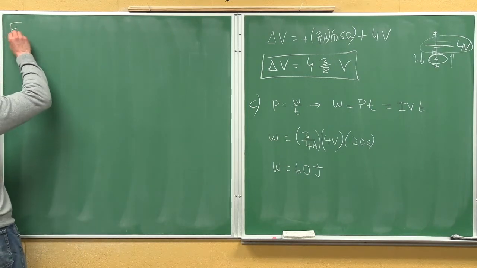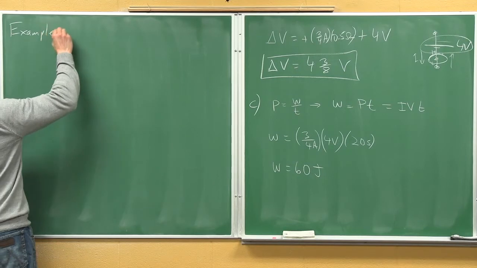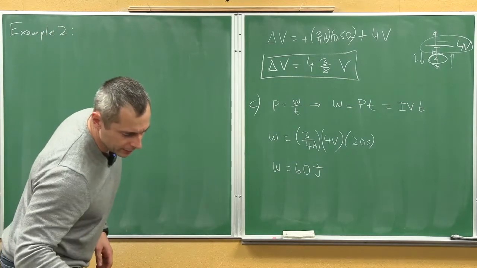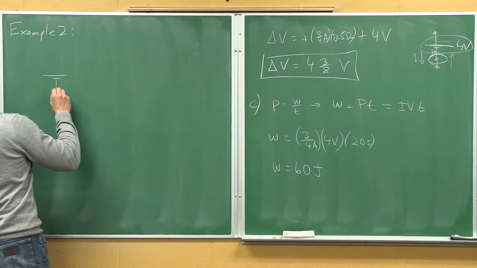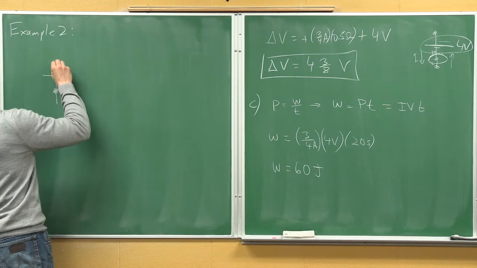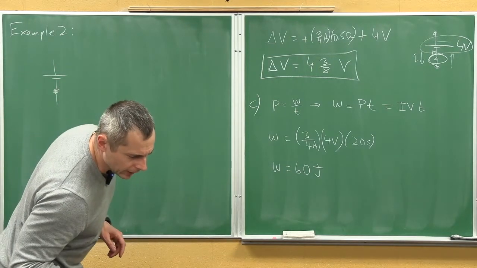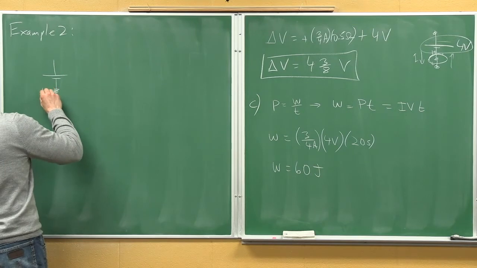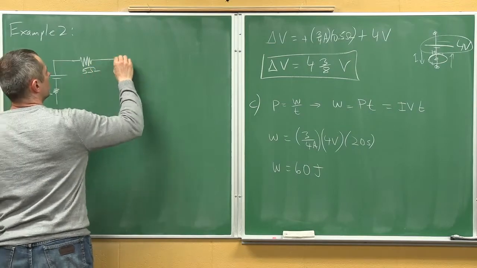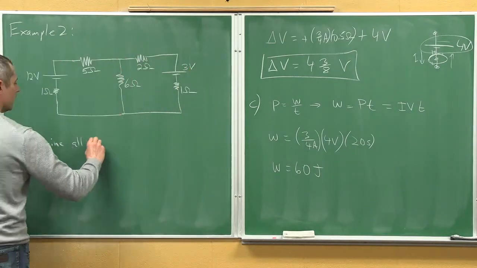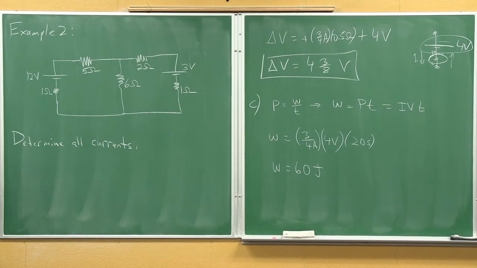So here's the example. I picked the numbers carefully so they're relatively easy to handle. We've got 1 ohm internal resistance and a 12 volt battery like this. Determine all the currents in this circuit. Let me give you a moment to pause so you can copy this down.